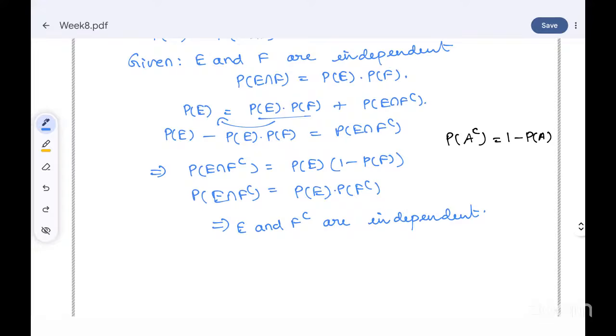All right. So you see that if E and F are independent, then E and F complement should also be independent, right? In the same way, F and E complement will also be independent, madam. Yes, yes. The proof is exactly the same. You just have to start with P of F. That's all. You just have to interchange the positions of E and F.